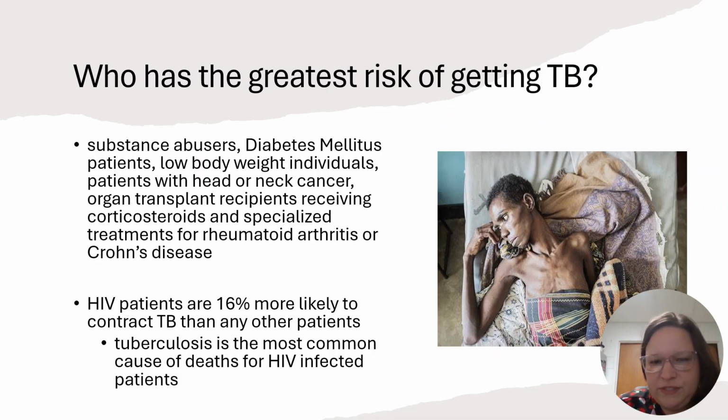Who is at the greatest risk for getting tuberculosis? Well, of course, your substance abusers weaken their immune systems and they're more prone to a lot of things. Diabetes also, patients with low body weight, patients with head or neck cancers, organ transplants, all these things that make us a little bit more immunocompromised.